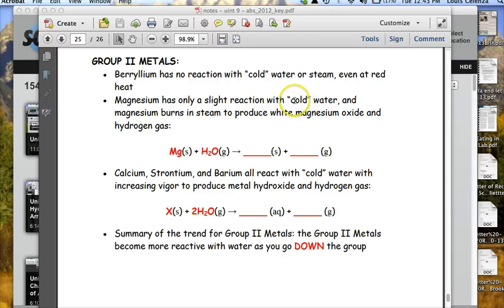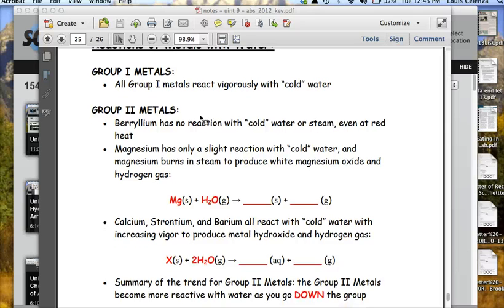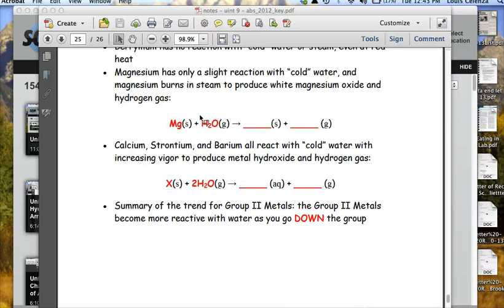And I'm not really going to go through this a lot. This is just all that you really need to worry about, because they normally will ask you about the group 1 metals and that they're very active with water. They don't really ask you about the group 2 metals, although the group 2 metals are active. They're just not as active as the group 1 metals in water. And that is pretty much it, I believe, for the unit.